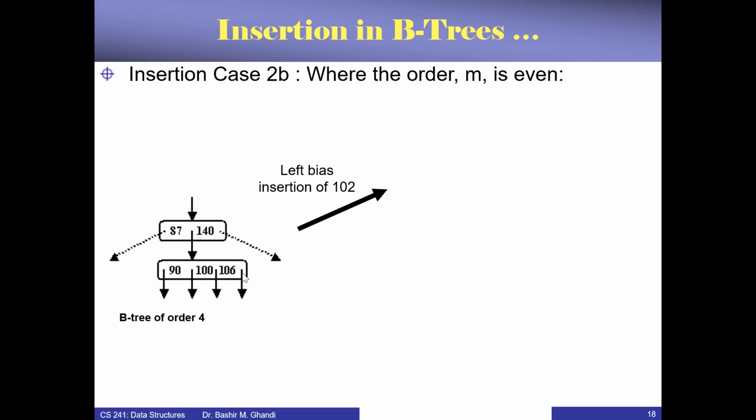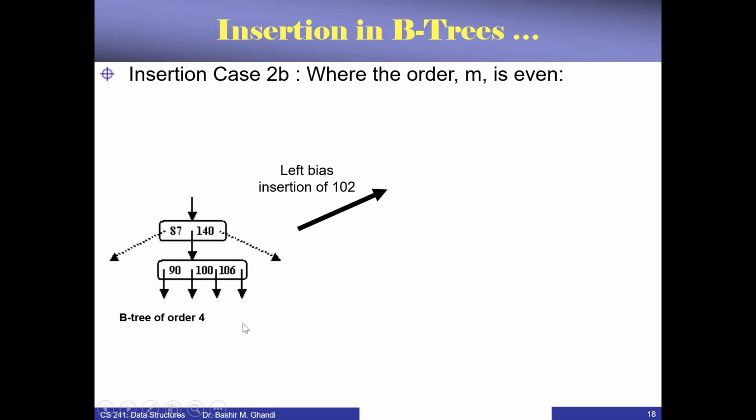And now here is where the problem comes. Because when we split, the total is 4. So how are we going to split it? Okay, it's not going to be like the odd case where we have 2 and 2 and then 1 in the middle. Here we have to have either 2 on the left, 1 on the right, and then the middle, or 2 on the right. So in that case we're going to have the 102 and the 106 on the right. The middle will be the 100, and then only 90 on the left.